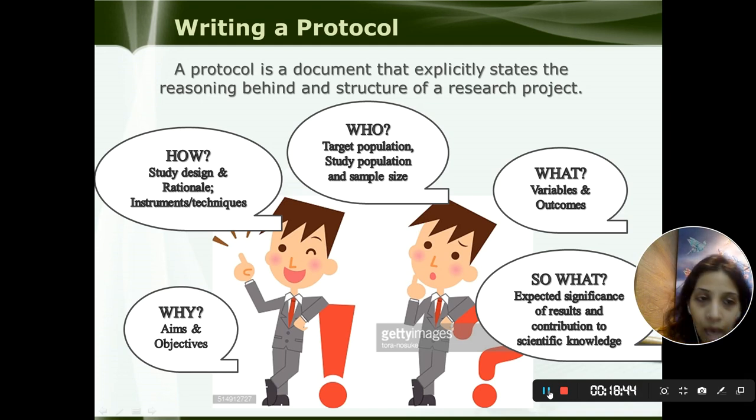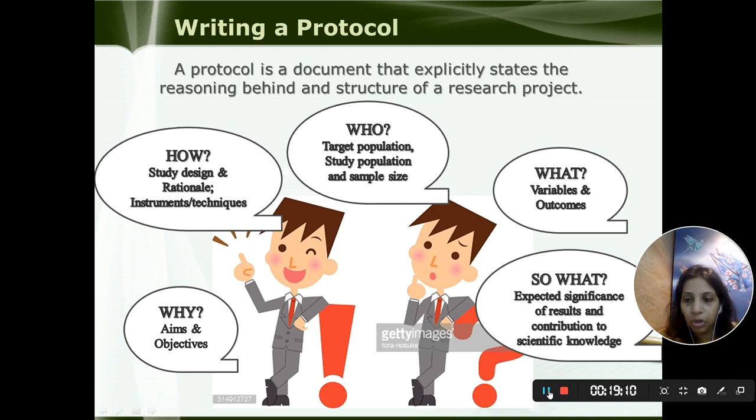Okay, so next is how you are going to go about the study. So what is your study design, what is the rationale involved behind the conduct of the study, and what are the various instruments or techniques which you are going to use in your study. Next is who. So who all will be a part of your study? The target population, the study population and the sample size. So what is target population, what is study population and what is sample size?